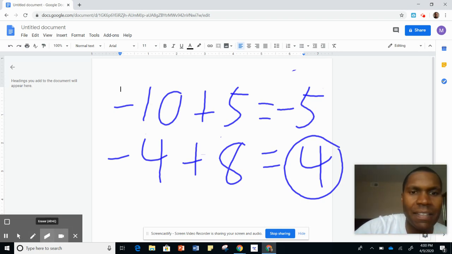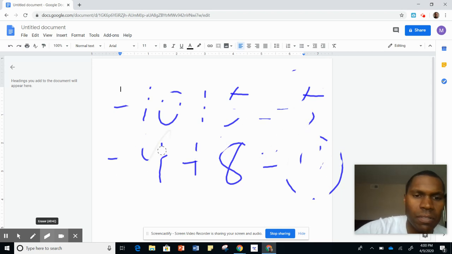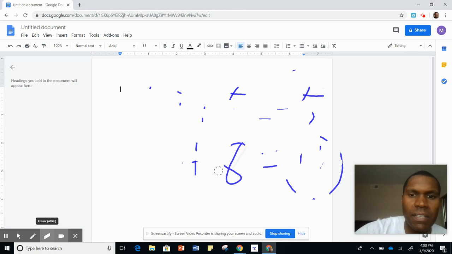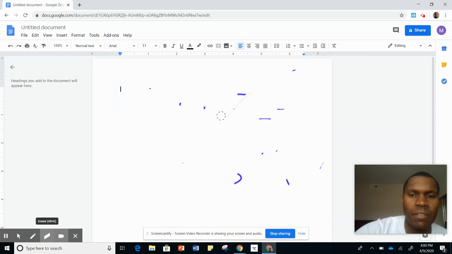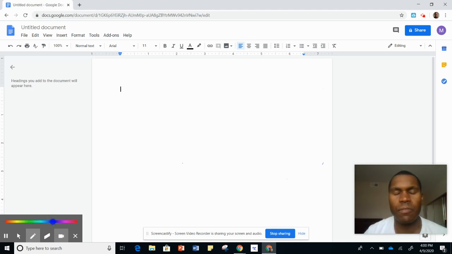Now, last step, I want us to look at subtracting these integers. And there's an interesting step you have to take when you are subtracting integers. This is really important because when we get into graphing and everything else, you're going to have to be using this quite a bit. Okay, so now we're going to get into subtraction.